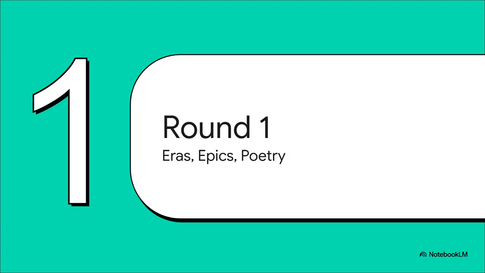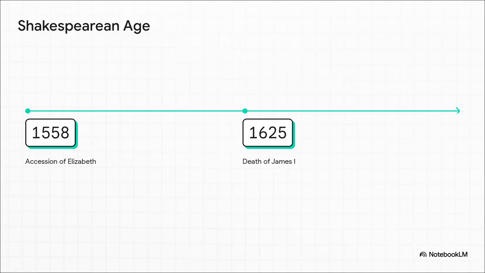Are you ready? Let's kick things off with round 1, eras, epics, and early poetry. All right, time for the first question. Okay, question 1. The age of Shakespeare, at least as defined in our source, spans which specific years? Is it A, 1558 to 1603, B, 1558 to 1625, C, 1564 to 1616, or D, 1579 to 1625? Go ahead and lock in that guess.